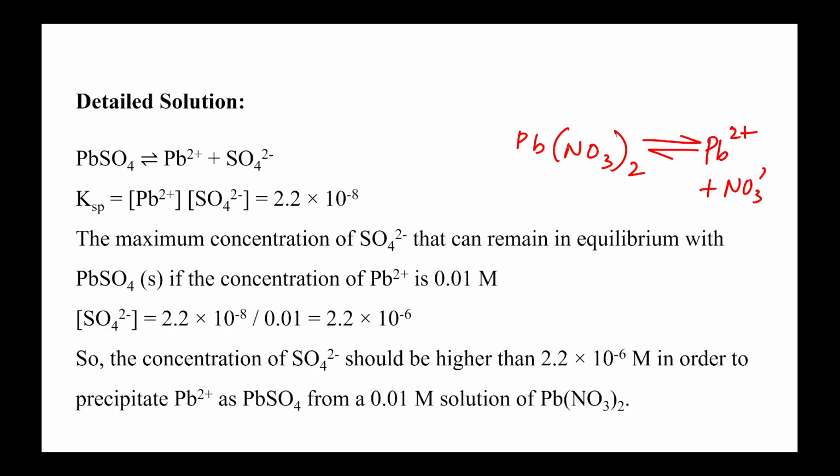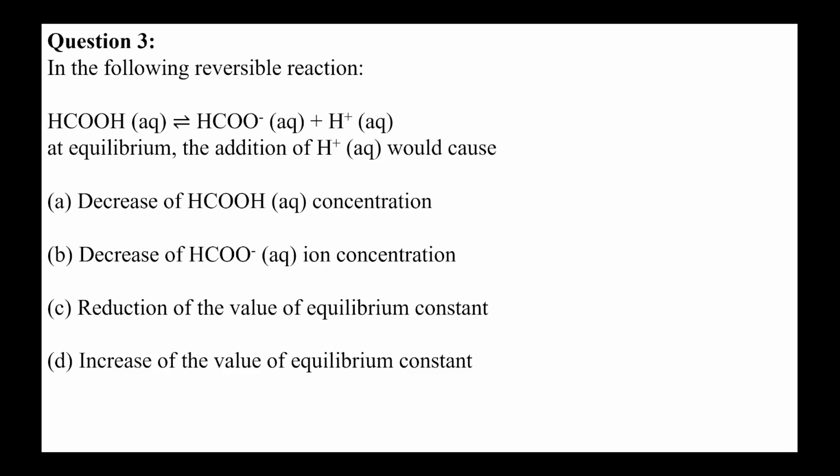So 1 mole of Pb(NO3)2 will give you 1 mole of Pb2 plus and 2 moles of NO3 minus. So that means if the concentration of Pb(NO3)2 is 0.01, the concentration of Pb2 plus will also be 0.01. Now you have the concentration of Pb2 plus, you have to find the concentration of SO4 2 minus. From the Ksp formula itself, you can easily calculate. Just divide this by 0.01, so that will give you 2.2 into 10 raised to the power minus 6 as the correct answer, which most of you gave.